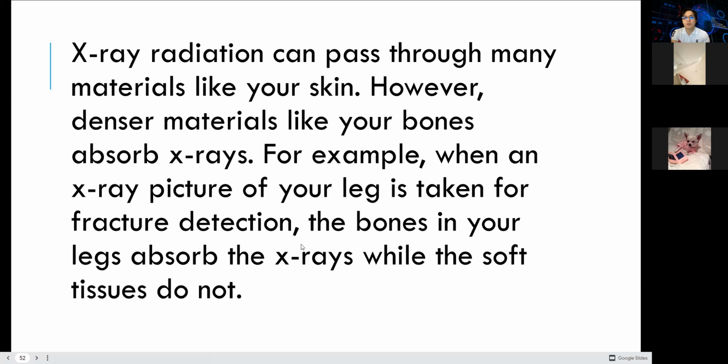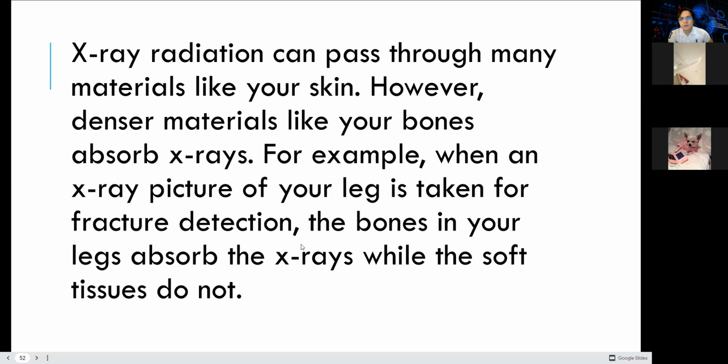For example, if an X-ray picture of your leg is taken for fracture detection, the bones in your leg absorb the X-rays while the soft tissues do not. Okay? So tendency is you can actually see a clearer picture of your X-ray. But take note, X-rays are really harmful. This is the reason why in the first trimester of pregnancy, women are not advised to have an X-ray.